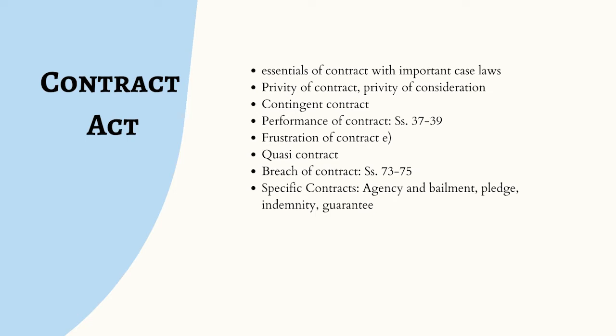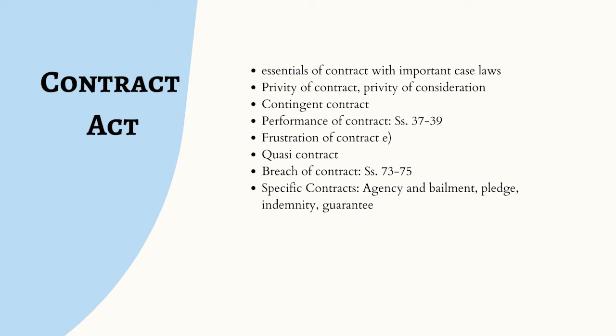Third one is the contingent contract. For this, just try to remember the sections, right? What is the concept of contingent contract, starting from section 31, okay? And there is no relevant case law present under this topic. Fourth one is the performance of contract. There is a whole lot of chapters dedicated to the performance of contract, but in any case, you shouldn't skip section 37 to section 39.